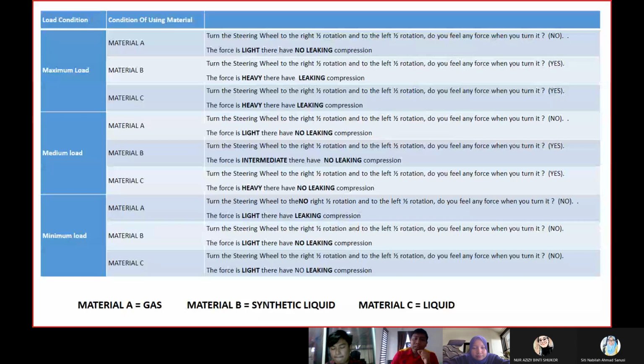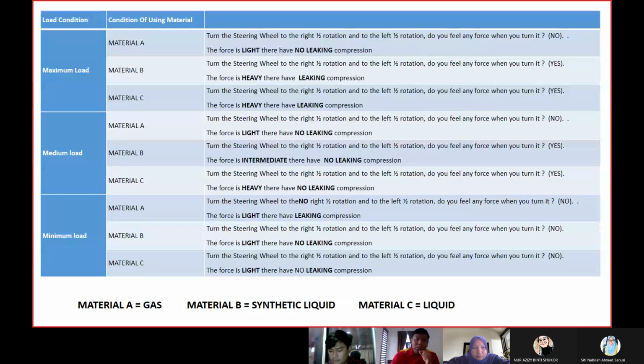But still they have no leaking for the materials. When we put the stage maximum, which is maximum load, material A shows that the force is still light and no leaking for the compression. But material B has heavy force and leaking in the compression. Material C is the same, with heavy force and leaking in compression.